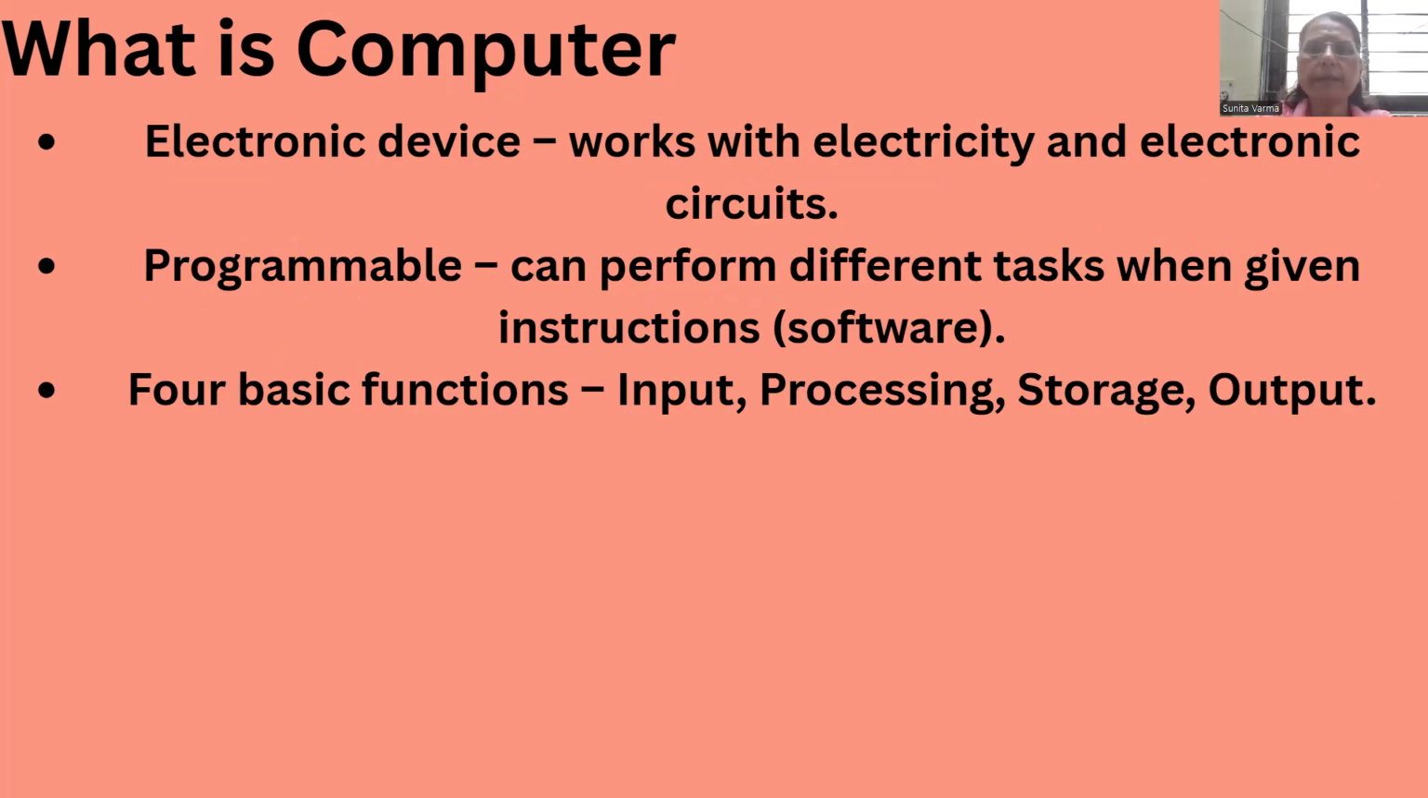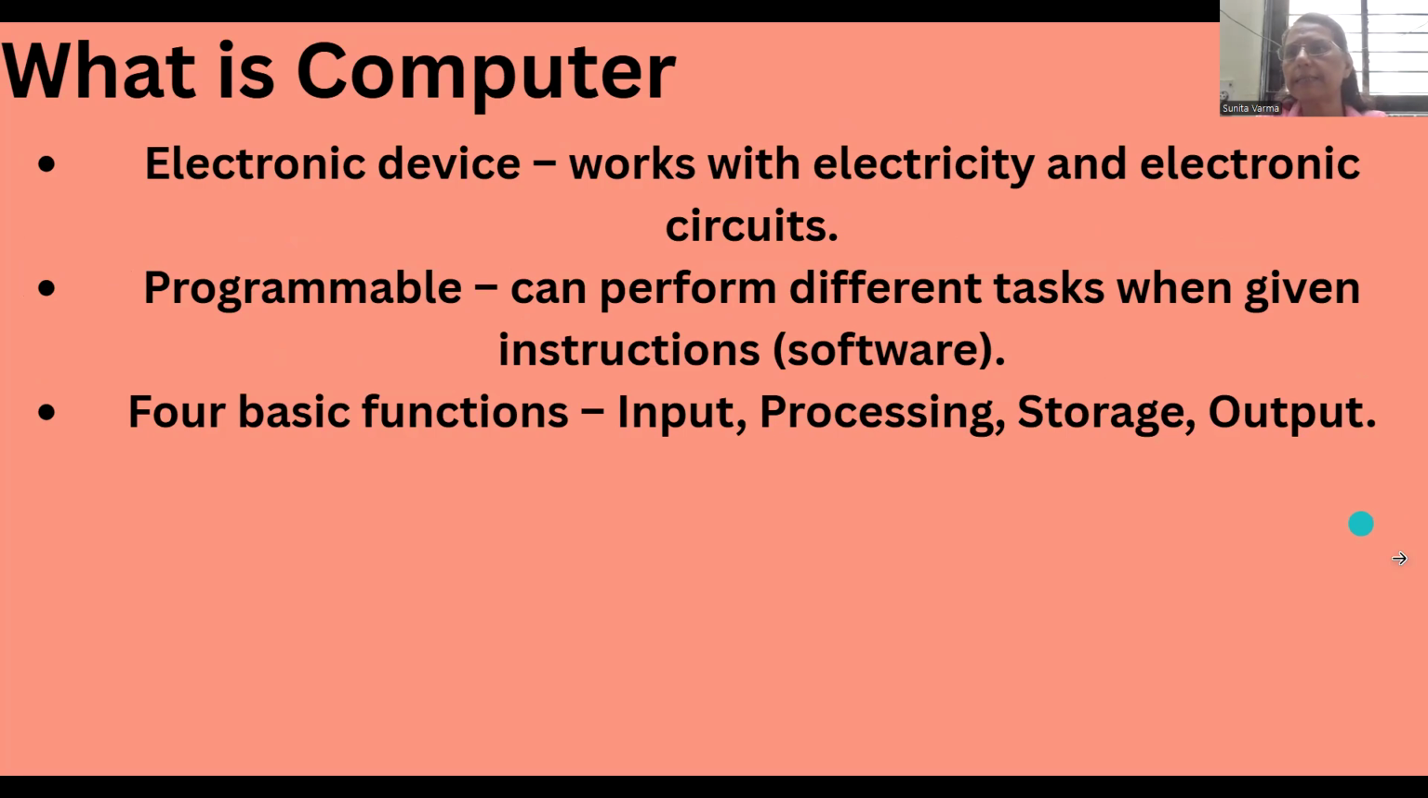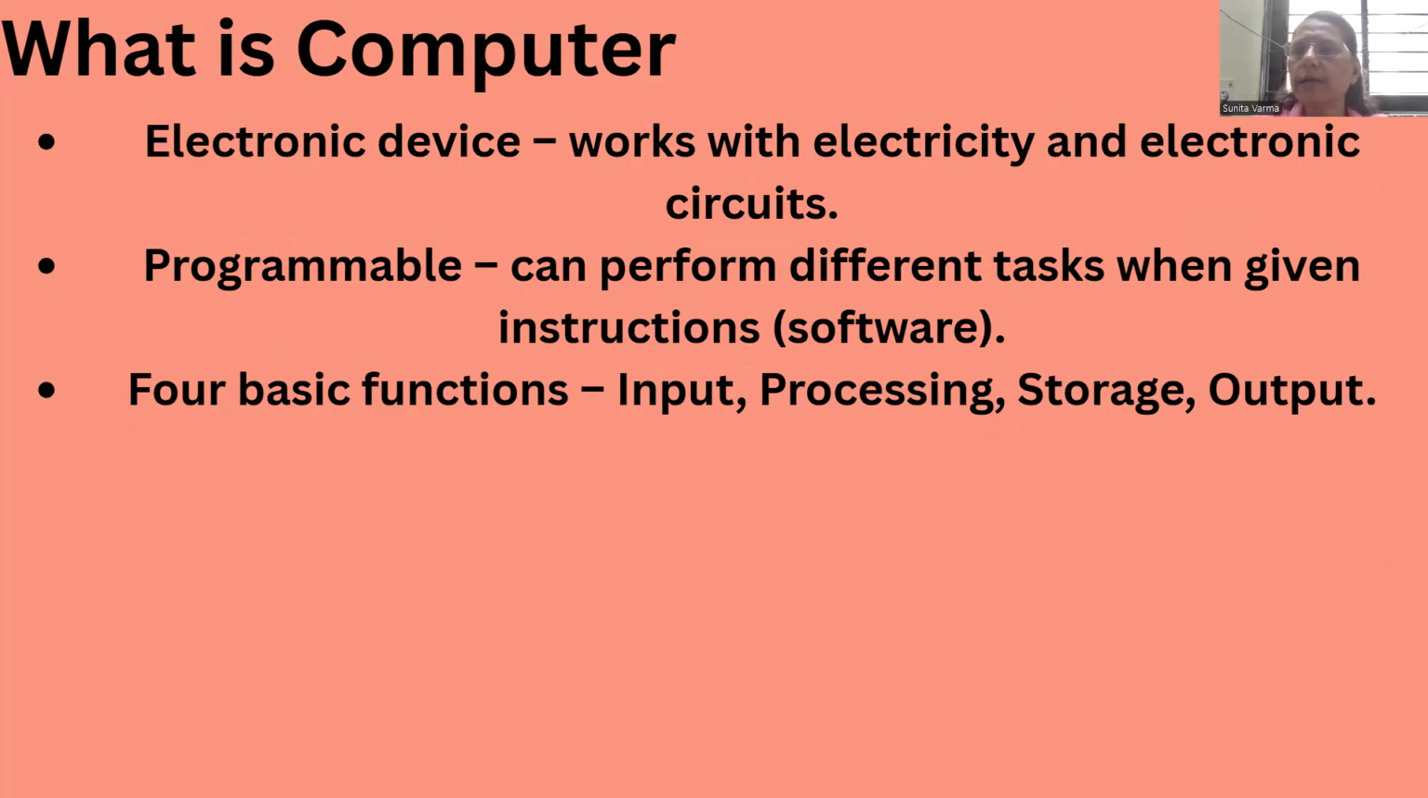Now, a computer is basically an electronic device because it works with electronic circuits and electricity. There is a motherboard in the computer system. It contains different electronic components like diodes, transistors, ICs, resistors, inductors, etc. These combine to form the motherboard of the computer, hence it is an electronic device.